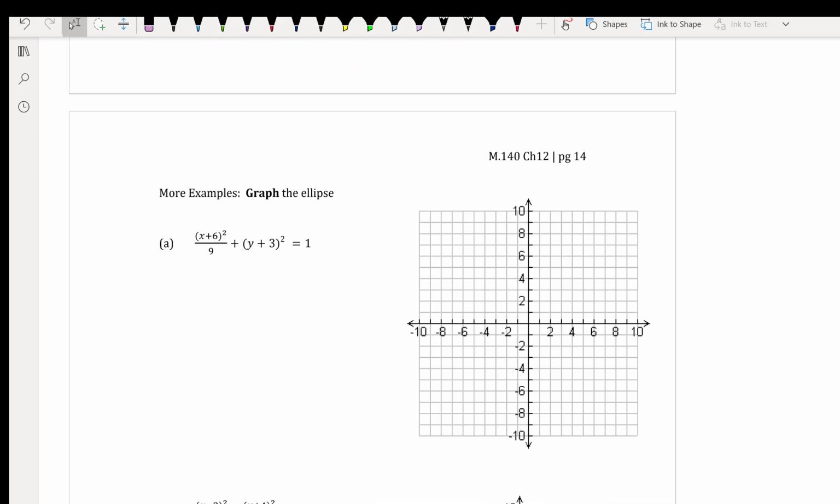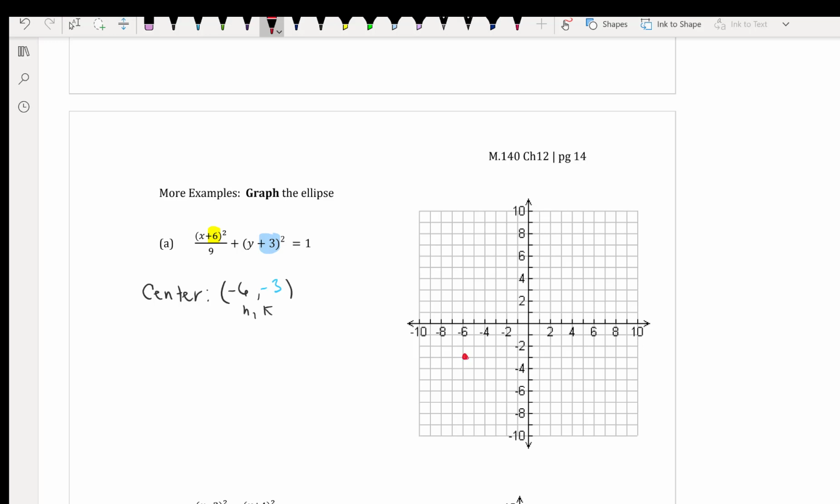So to graph this ellipse, I need to find my center first. So my center, I have my h and my k. So here my h is there, so that's going to be a -6. And my k is here, so that's going to give me a -3. So you can think of it as your center being at -6, -3. So that is here.